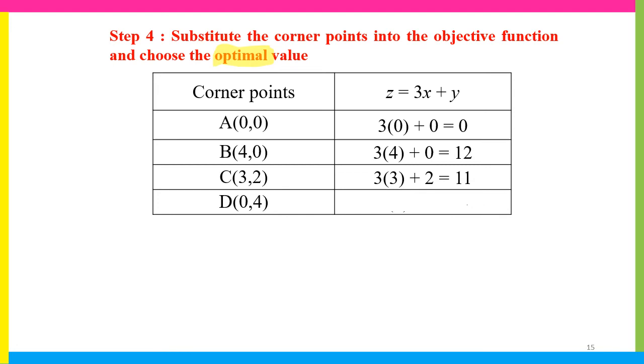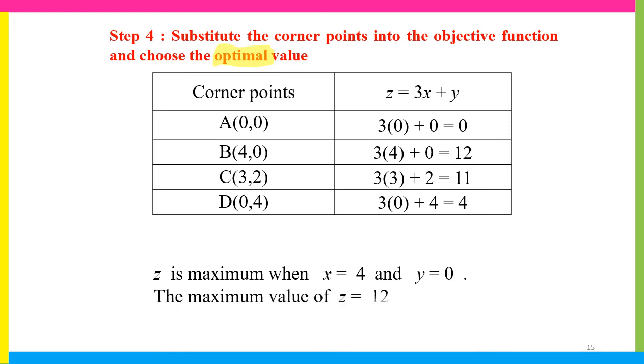So 9 plus 2 is 11. And then the last one is (0, 4), point D. So substitute you akan dapat 4. So what is the objective we want to achieve? We want to maximize. Betul tak? Z is maximum. Yang mana satu paling tinggi? So antara keempat-empat nilai ni 12 yang paling tinggi. Betul tak? So kita pilih point B. Yay. So B is the best corner lah.